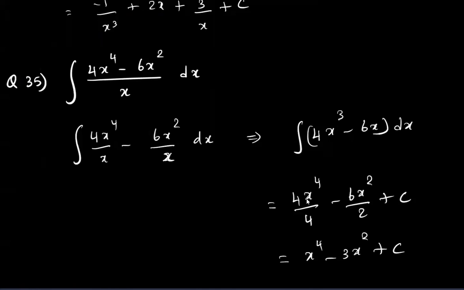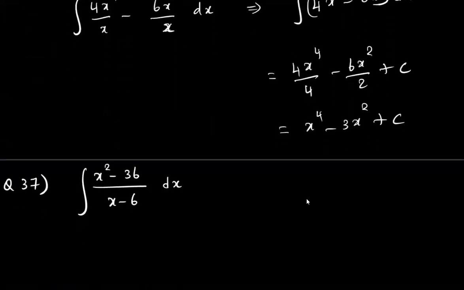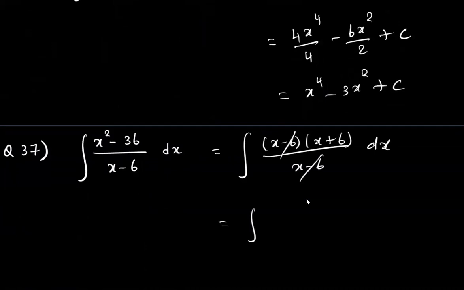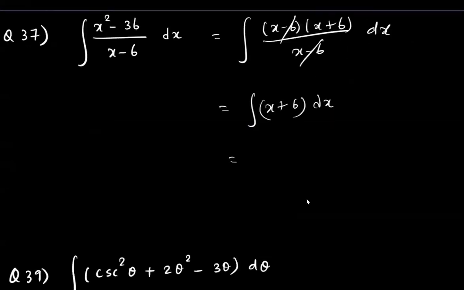Okay. So here what I'm going to do is factor my numerator, and then I'm going to simplify this fraction. This and this gets cancelled. So my question now becomes just the integral of x plus 6 dx. So I take the integral. I have x squared over 2 plus 6x plus c.